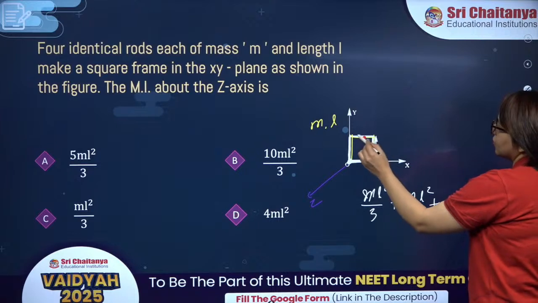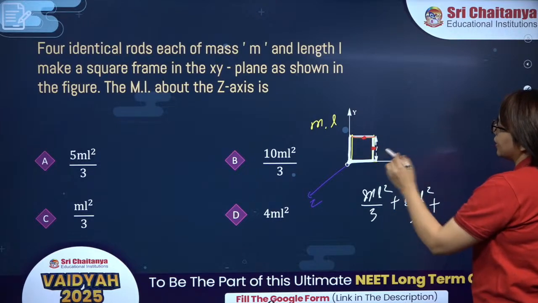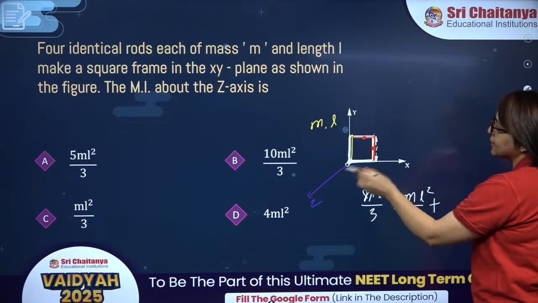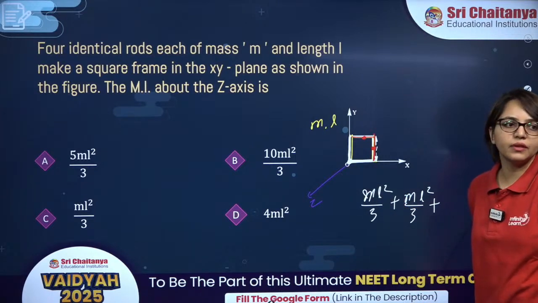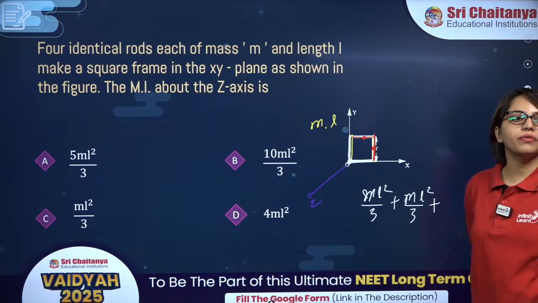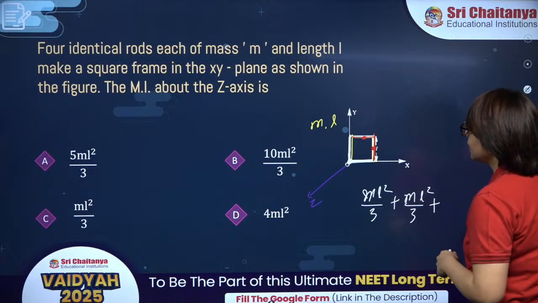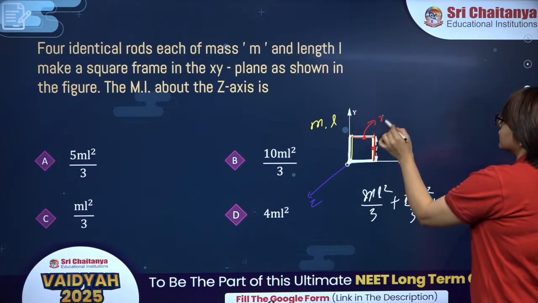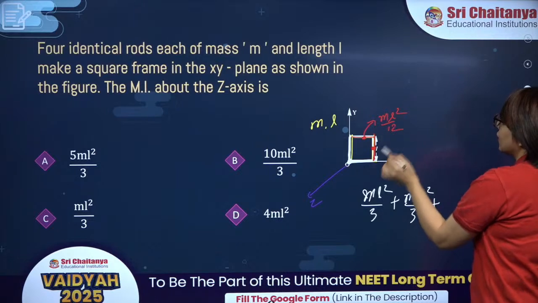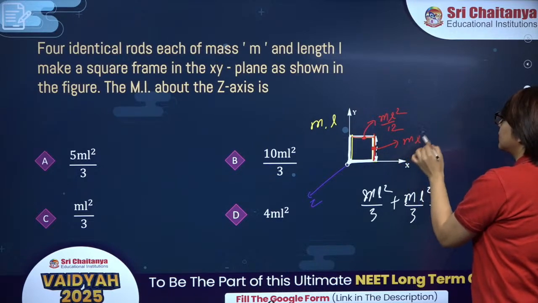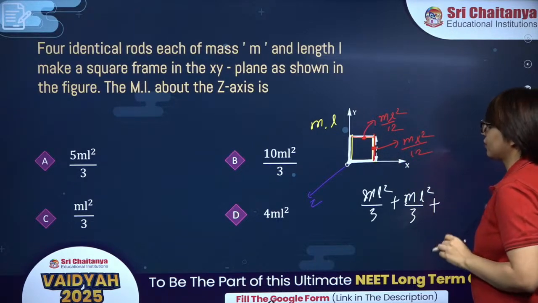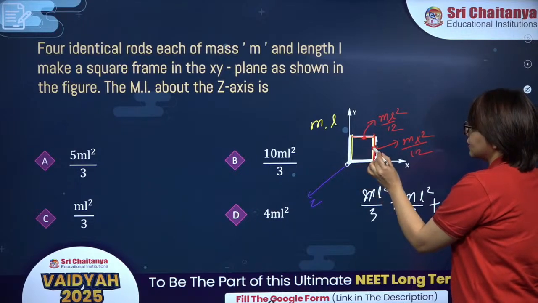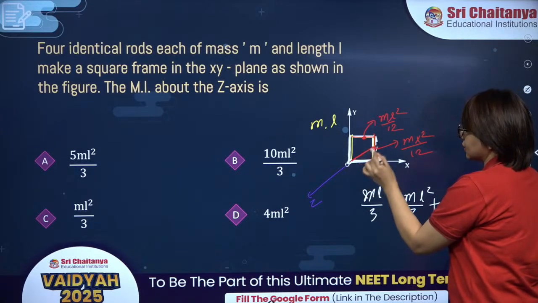Okay, so we can't tell anything directly about this rod as well as this rod, because axis is not passing through the end. The axis is slightly away from it, right? So, moment of inertia about its center is ml square by 12, and moment of inertia about this center is ml square by 12. Fine. Now, what is the distance between this axis and this axis? So, you have to find this distance.